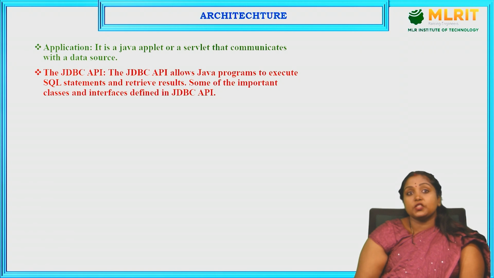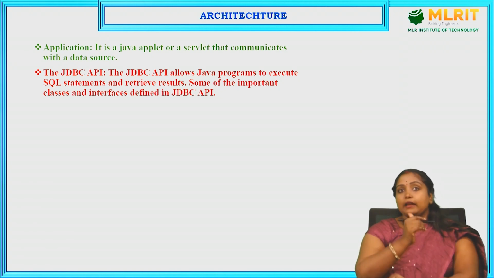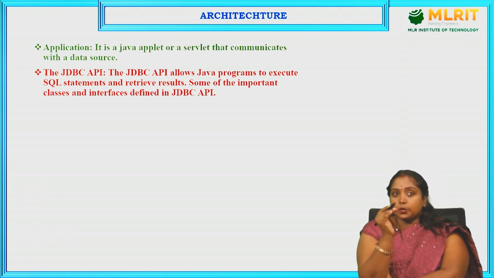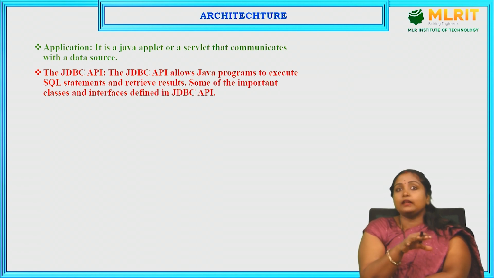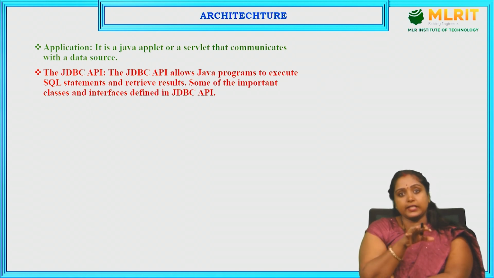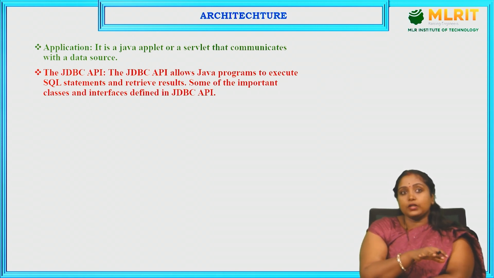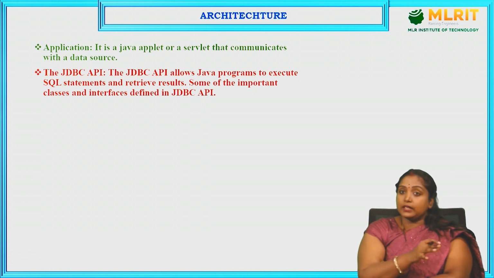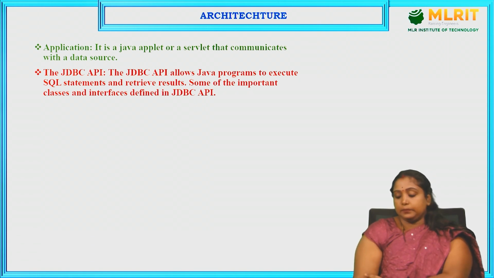Coming to the JDBC API. What is the JDBC API? The JDBC API allows Java programs to execute SQL statements and retrieve results. So in the Java API itself, you execute the SQL statement and the results are published there. Some of the important classes and interfaces are defined in the Java API only.